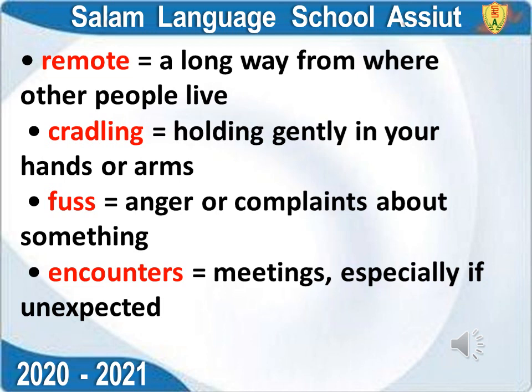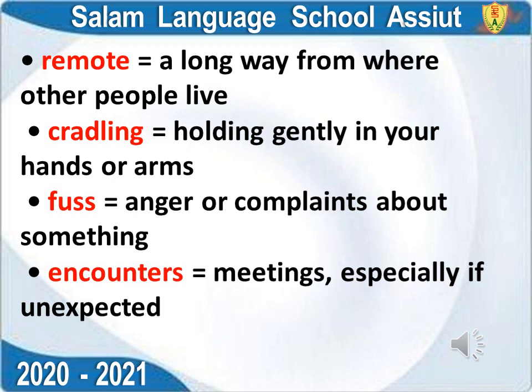Remote. Remote means a long way from where other people live. For example, we rarely see our cousins because they live in a remote area. Cradling. Cradling means holding gently in your hands or arms. يمسك برفق، يحتضن برفق. For example, she cradled her newborn baby in her arms.